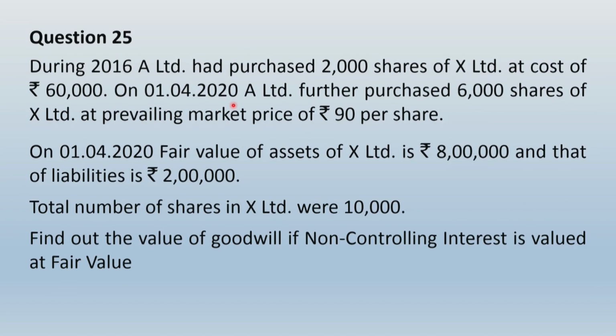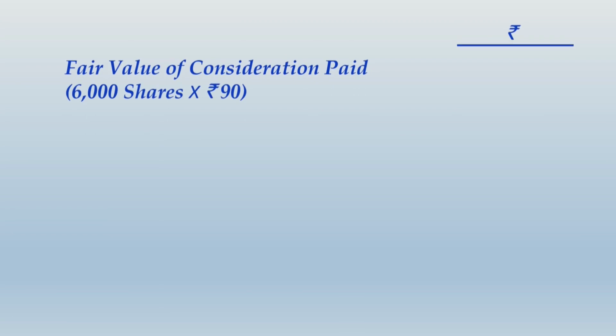So what you have to do is, your old acquisition will be remeasured at the acquisition date at its fair value, and finally you will work out the resulting goodwill. And here the question is asking you to measure the non-controlling interest at fair value. So basically, how do you present your solution in this case? There will be one additional point that you have to consider. You will first of all consider the fair value of consideration paid, but this includes only and only the fair value of those 6000 shares which you have acquired at the acquisition date.